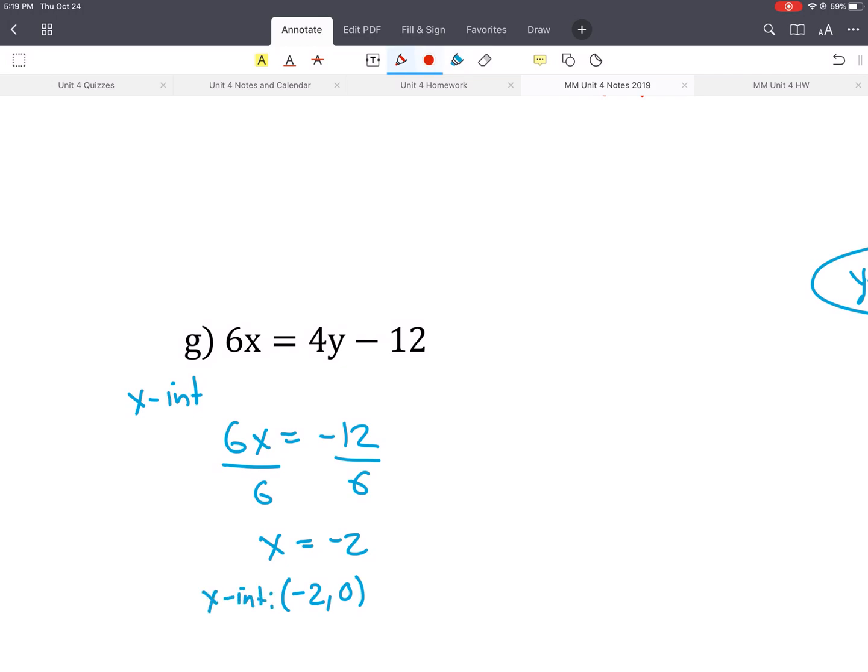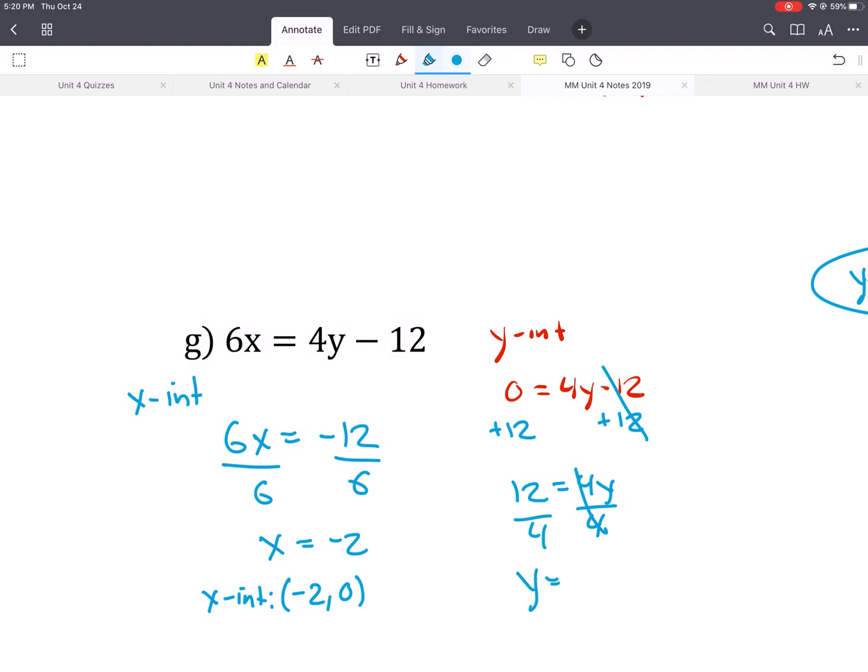And then for the y-intercept, we need to get y by itself. So we'll divide both sides by 4 and get y equals 3. So the intercept would be 0, 3.